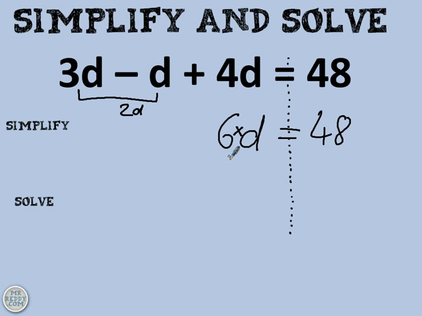So now we'll do the opposite of timesing by 6, which is to divide by 6. And if we do divide by 6 to the left, we have to do it to the right. And if we were doing it to the right, we'd of course have to do it to the left as well.